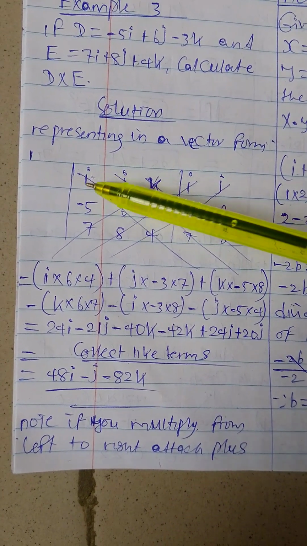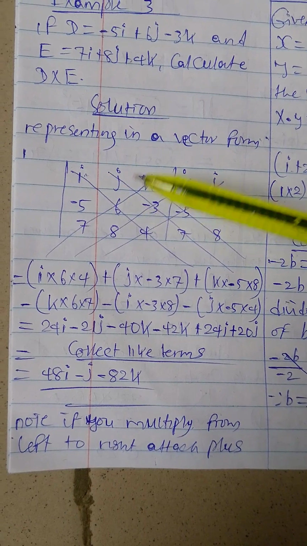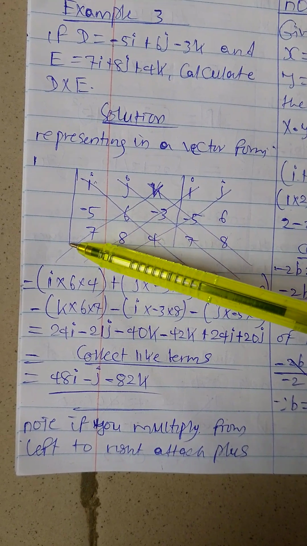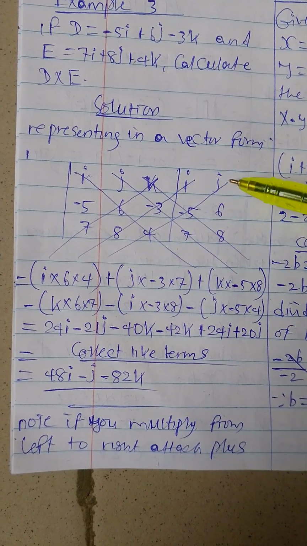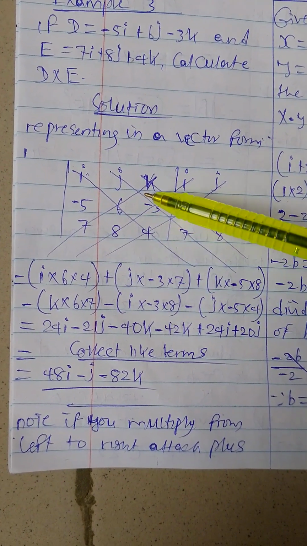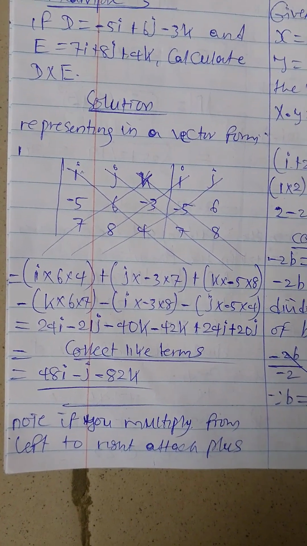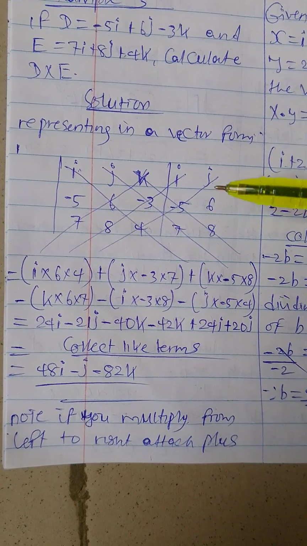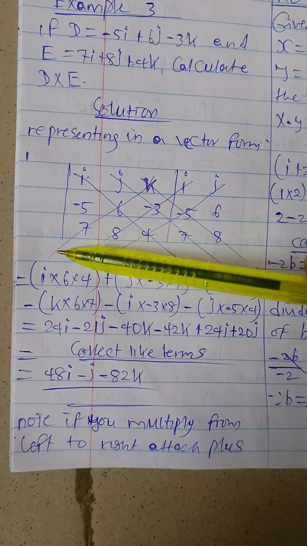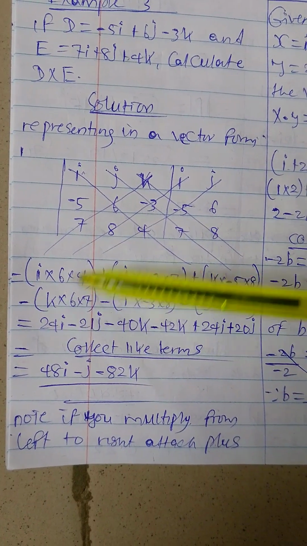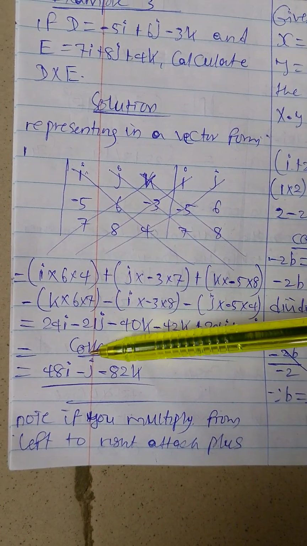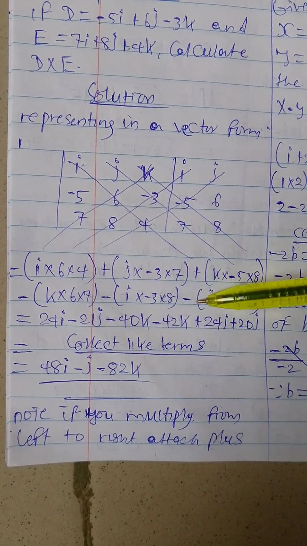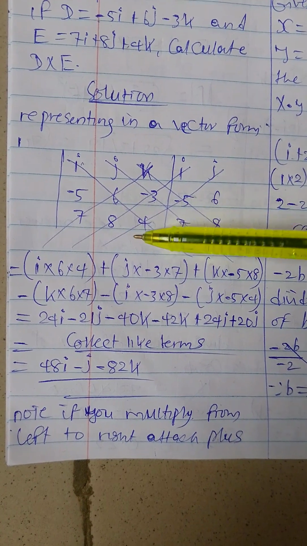Now after doing that, you come again and take the first number in the row from the right, which is k. So roll it here. Take the second one, roll it here. Third one, roll it here. Remember I said that if you roll from left to right, you add, and from right to left, you subtract. So that becomes minus bracket k times 6 times 7, minus bracket i times minus 3 times 8, minus bracket j times minus 5 times 4. That's what I got here.